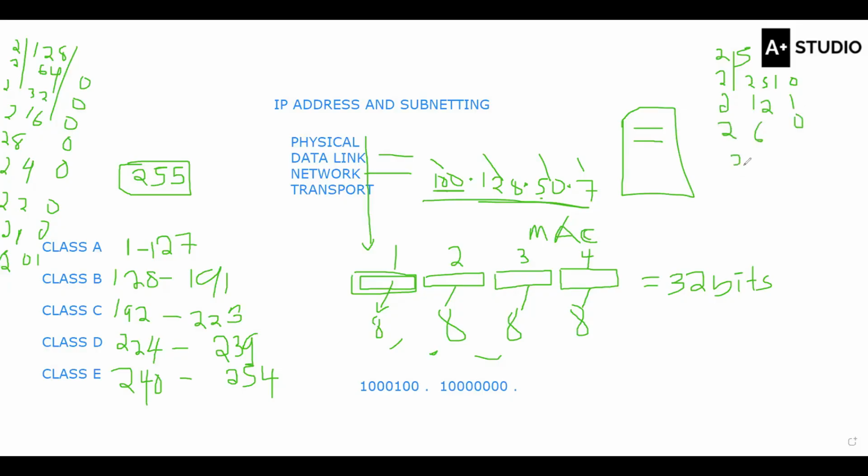And then 2 can go into 6, 3 times. Remainder 0 right here. Then 2 can go into 3, 1 time. Remainder 1. And then 2 cannot go into 1. That is 0. Remainder 1. Okay, as you can see, we have 1, 2, 3, 4, 5, 6. Okay, left with 2.